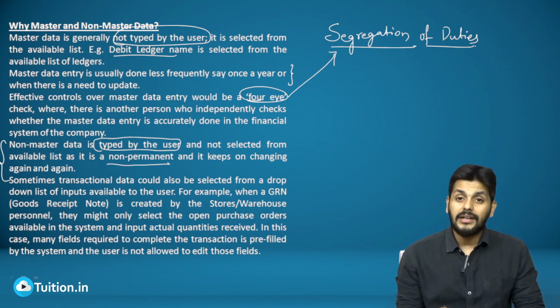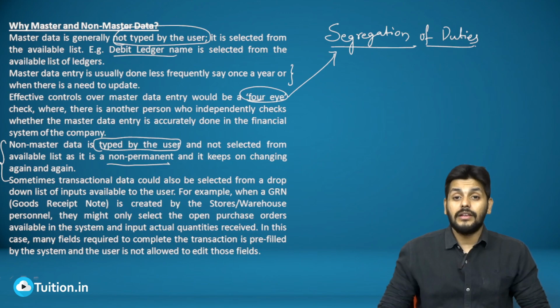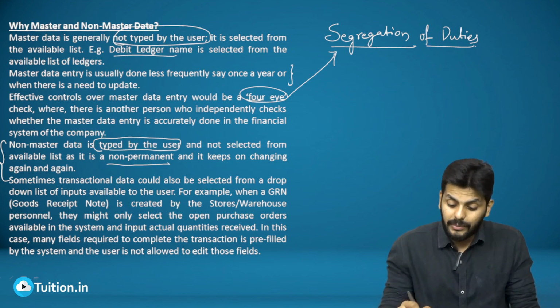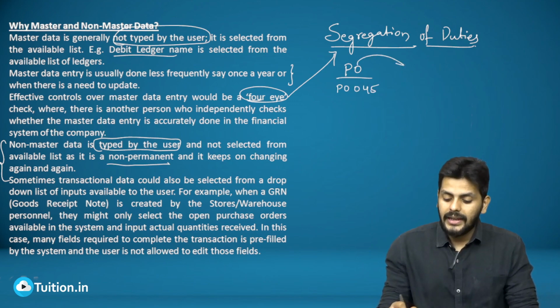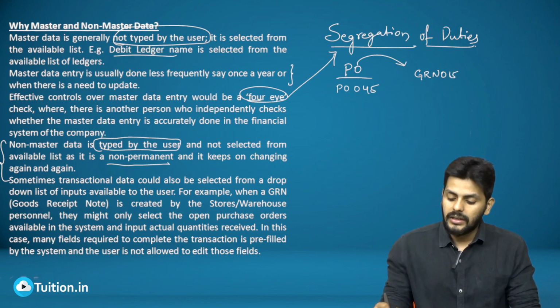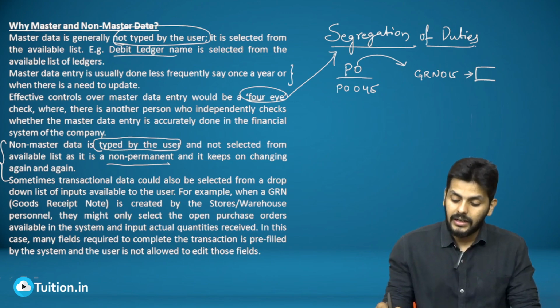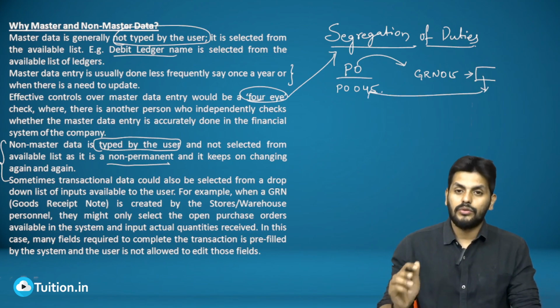Some transaction data, not always, can be selected. For example, outstanding purchase orders. Let's say PO 0045 is still outstanding, and against this you received goods. When you receive goods, you will mark a GRN, let's say GRN 015. Then GRN 015 is against which PO? Though it's transaction data, the list of open POs can be selected from a drop down, where it will show all the open POs.